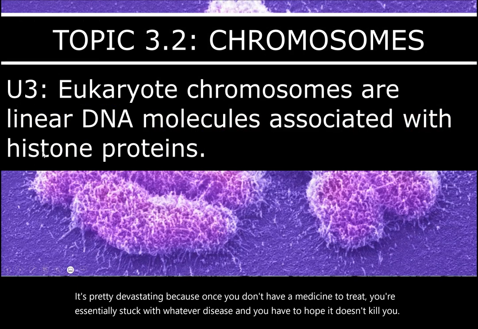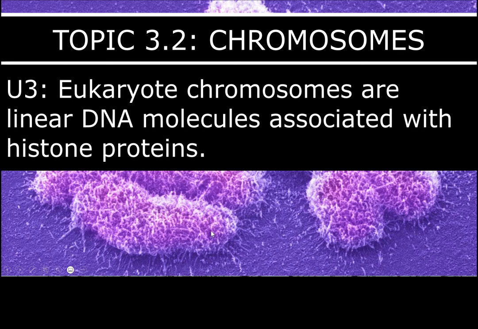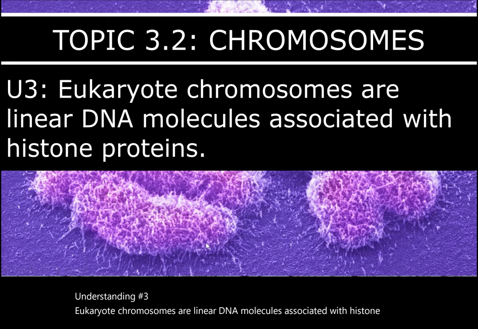Okay, understanding number 3. Eukaryote chromosomes are linear DNA molecules associated with histone proteins. So we're done with prokaryotes now. Now we're going to look at eukaryotes.